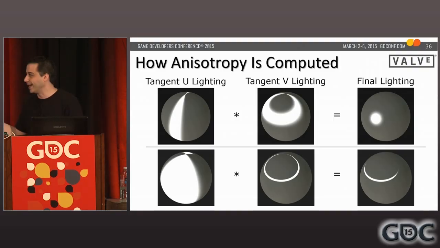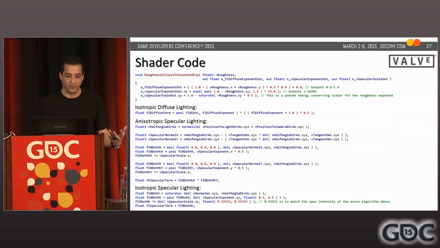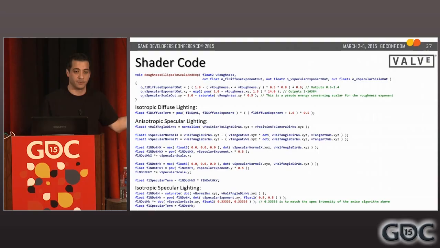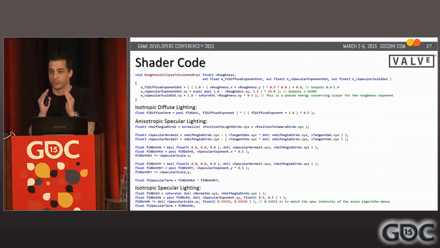And here's some shader code. I'm not going to step through the shader code, but at the top is a function that takes our 2D roughness value and turns it into a diffuse and specular exponent and scale. The next chunk is isotropic diffuse lighting. So it's basically a Lambert term, but it's raised to an exponent. And that's because we want to represent a slightly wider range of BRDFs, you can think of it as, where really rough surfaces do want a slightly different diffuse term than really shiny, smooth surfaces.